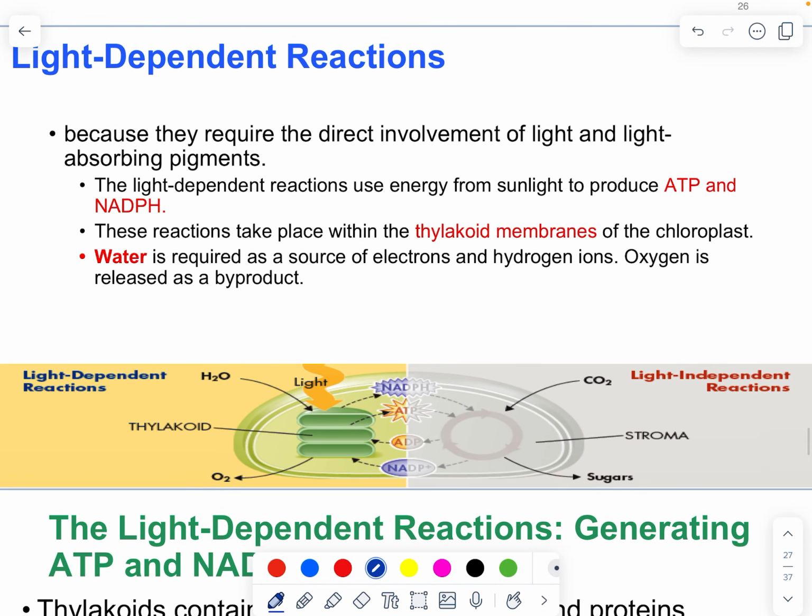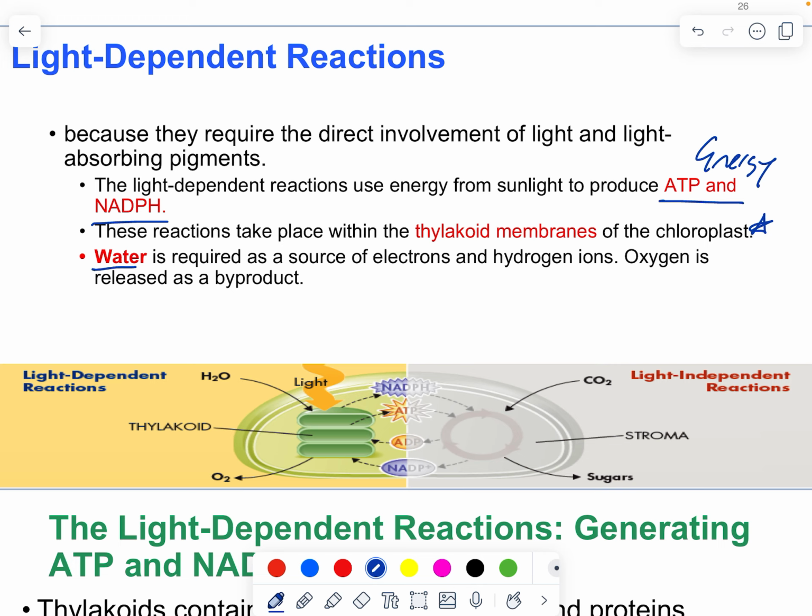Okay, so light-dependent reactions. Because they require the direct involvement of light and light-absorbing pigments. That's why they're called light-dependent reactions. So again, we're making ATP and NADPH. Lots of energy here, right? This energy is going to be used to build sugars. These reactions take place, where do they take place? The thylakoid membranes.